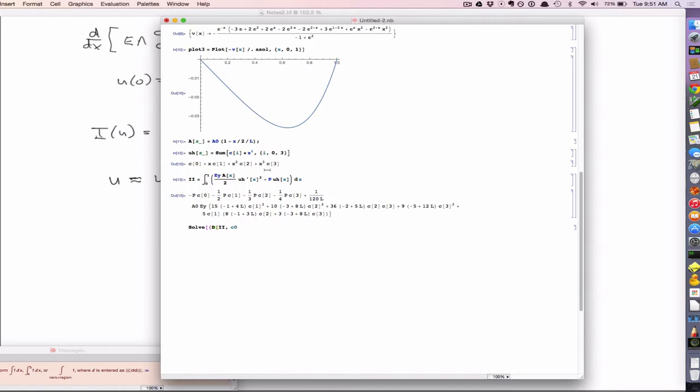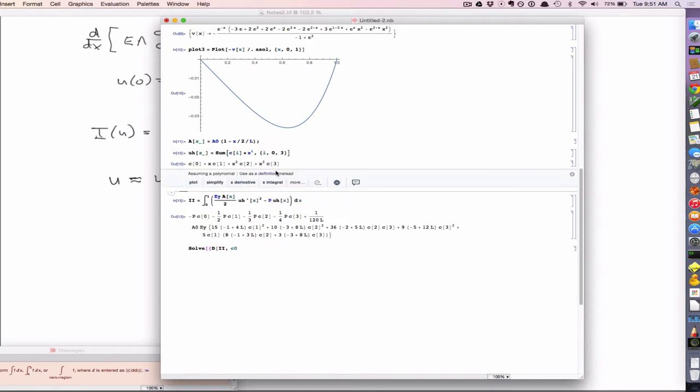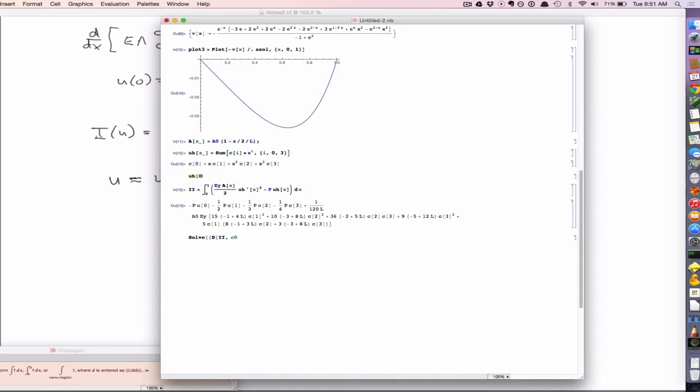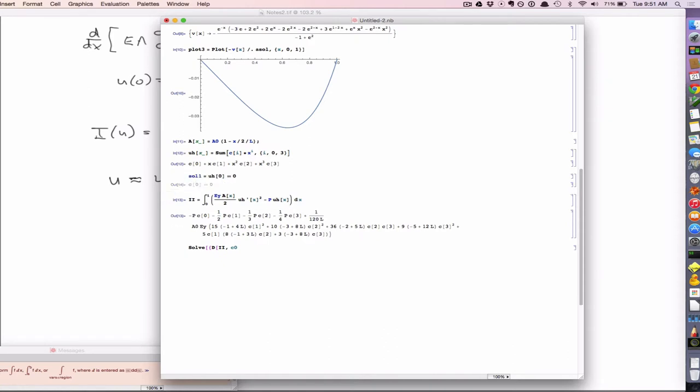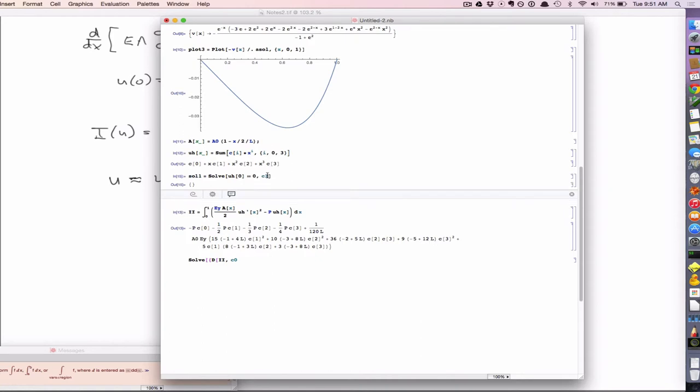I actually made one little mistake. I'm trying to go through the machinery of the process, and I skipped a step. The step I skipped is to ensure that this interpolating polynomial that we assumed satisfies the boundary conditions, right? The boundary condition is that u_h of 0 has to equal 0. So if we plug that in, you can see that C0 equals 0 satisfies that boundary condition. So I'm just going to do that programmatically.